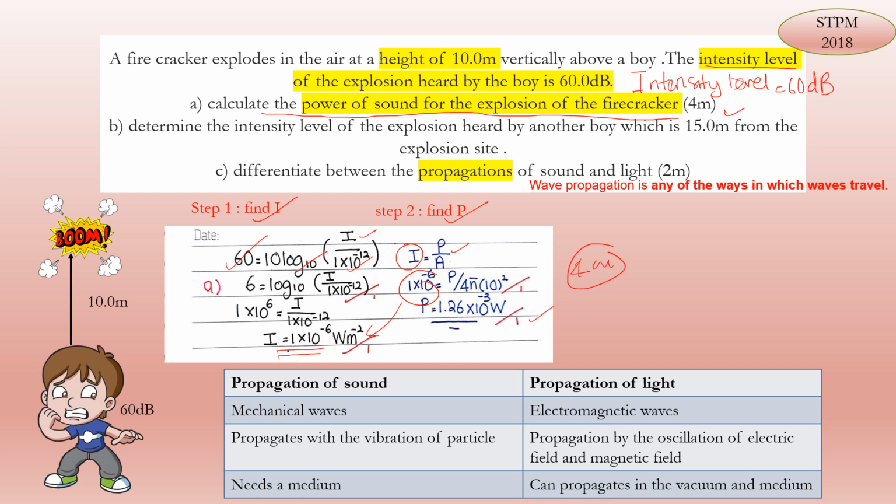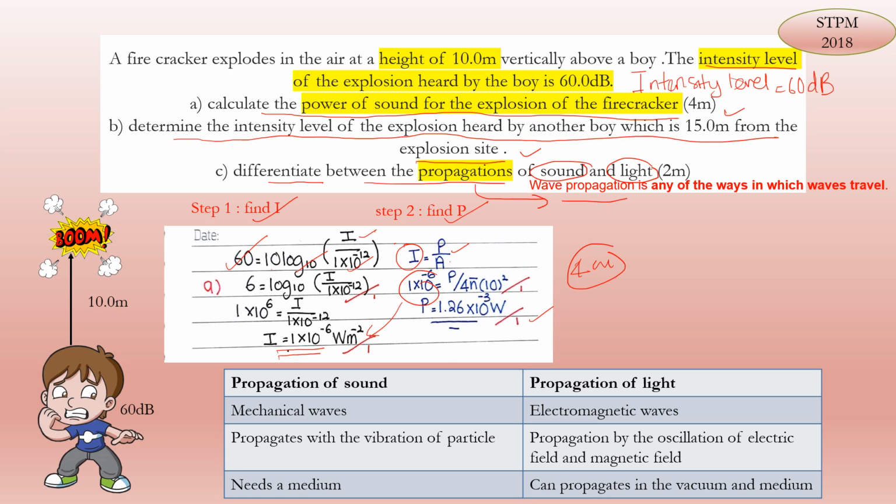Okay, now the next question B, it says determine the intensity level of the explosion heard by another boy which is 15 meters from the explosion site. I will explain this to you later, but I want to go to C first, which is differentiate between the propagation of sound and light. Okay, what do they mean by the word propagation?